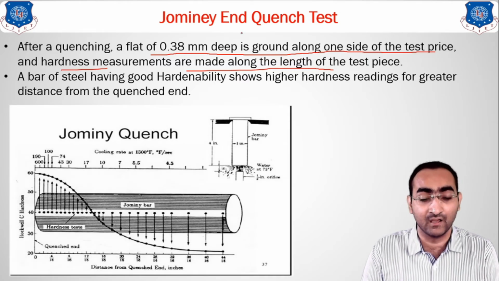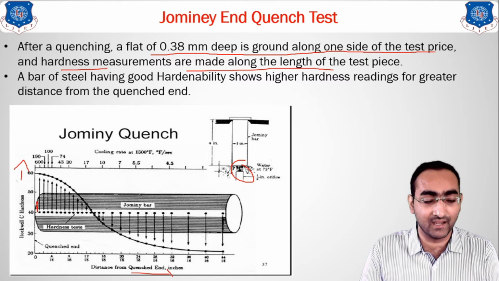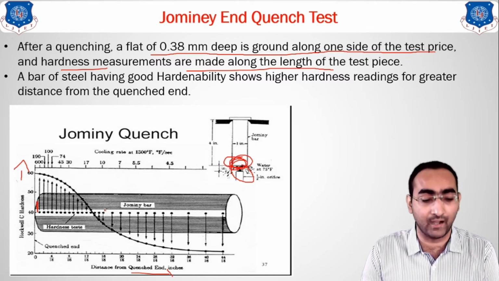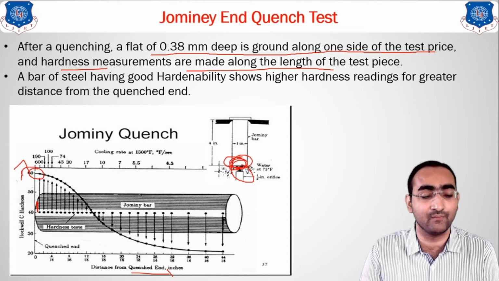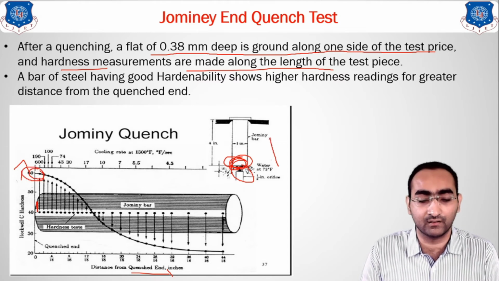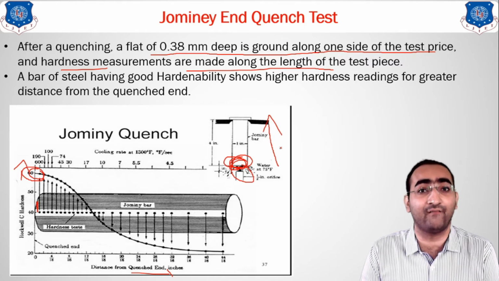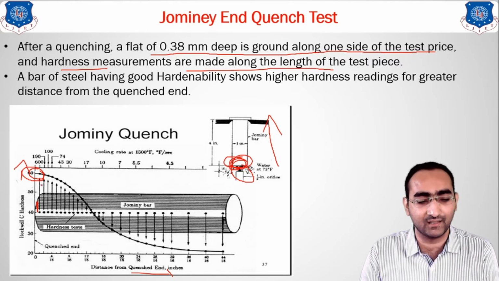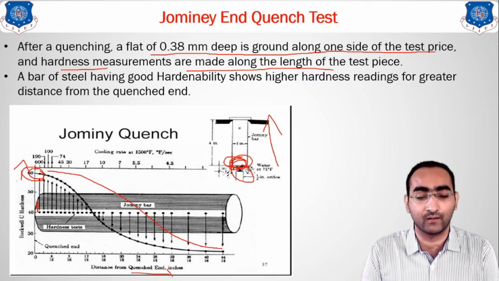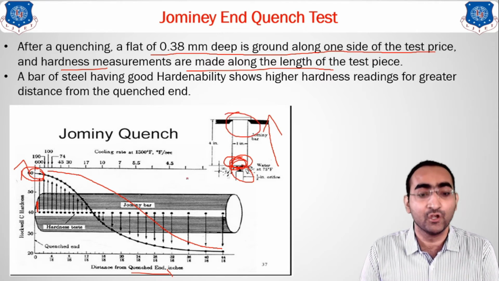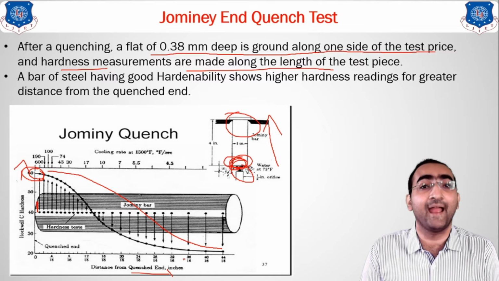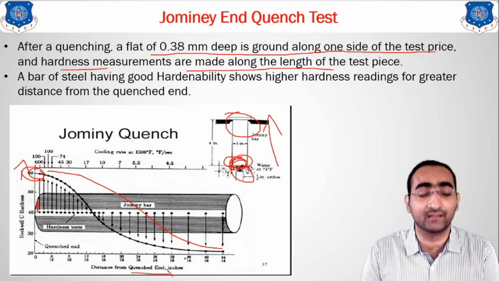So let us see from the graph. If this is the area where the water is applied, you can see over here the hardness measurement, and the distance from the quenched end. This is the portion where water is applied. You can see the hardness is maximum over here. As you move further away from the water quenching medium, there is a drop in the hardness, and ultimately there is less hardness on the opposite end of the surface. This is how the depth of the hardness can be found out.